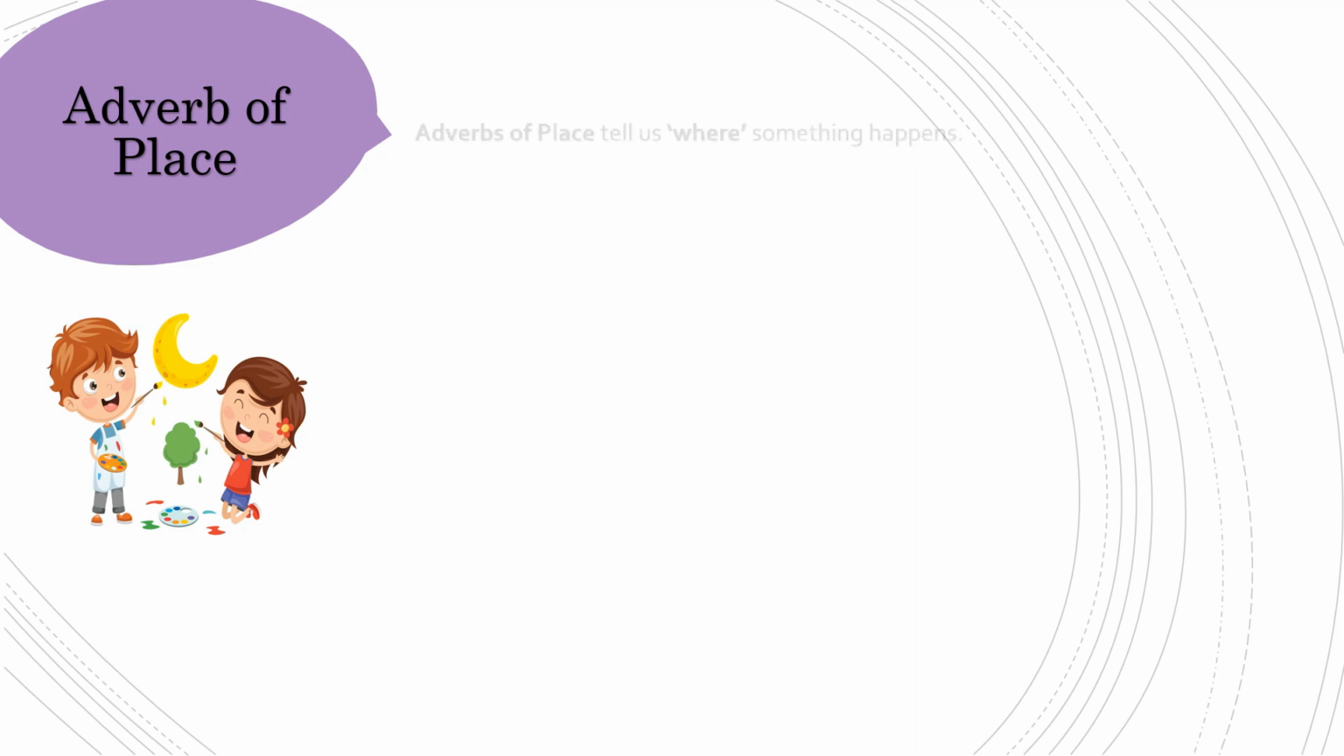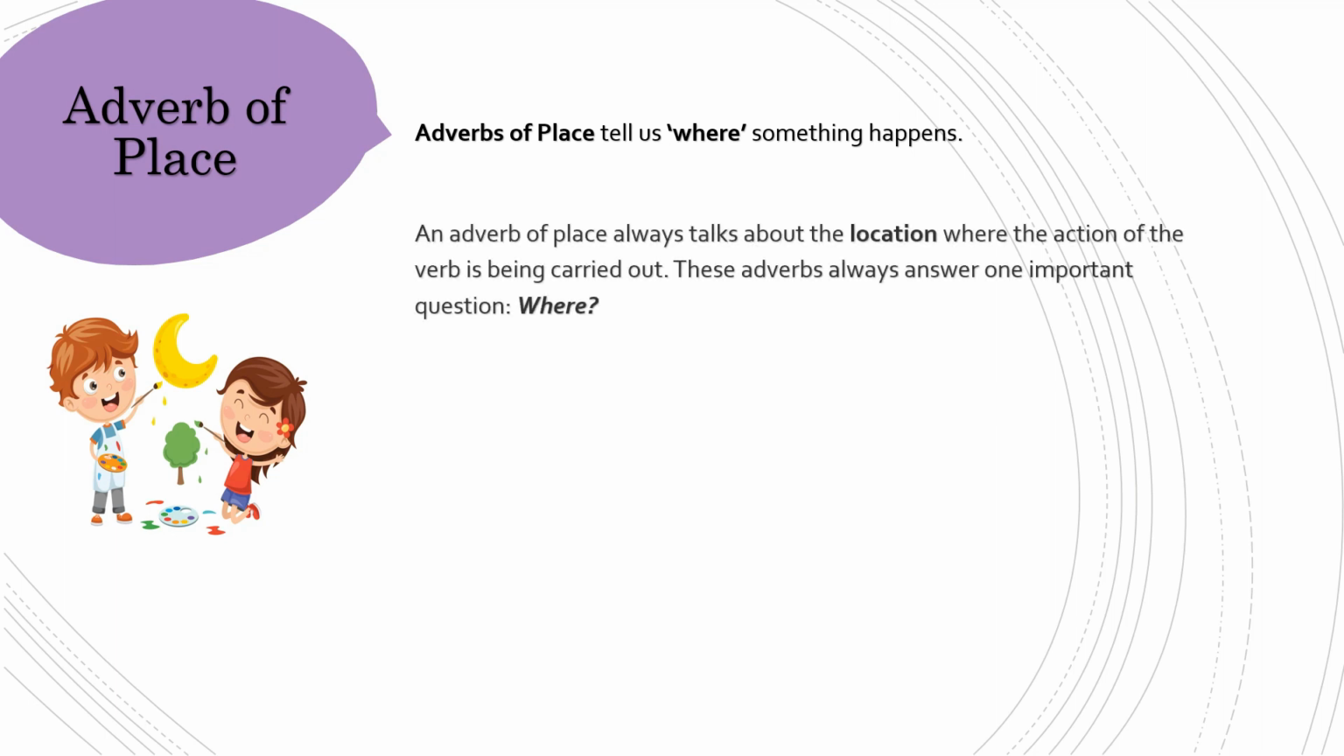Adverb of place. Adverbs of place tell us where something happens. An adverb of place always talks about the location where the action of the verb is being carried out. These adverbs always answer one important question: where?